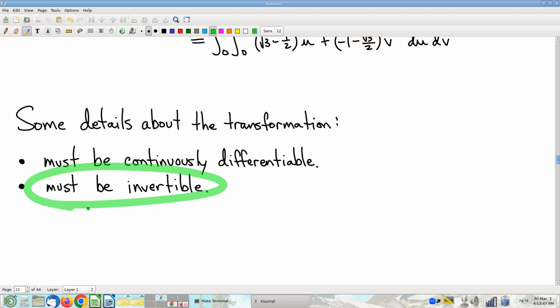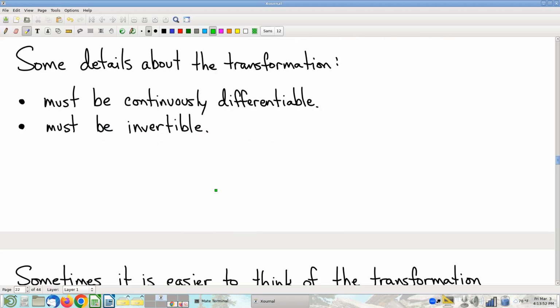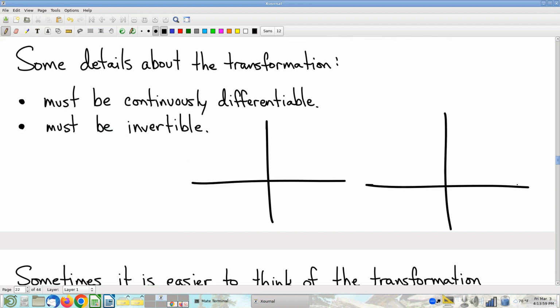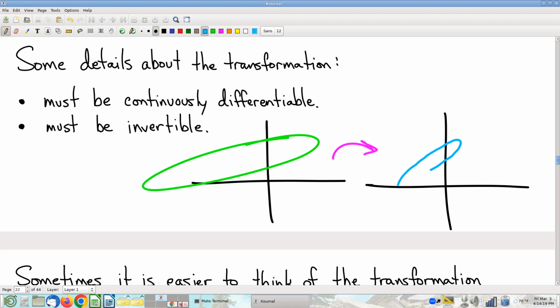If your change of variables function is not invertible, then the following kind of weirdness can happen, just so you'll know what to be on the lookout for. You could have a non-invertible change of variables function that takes some input domain like this and turns it into an output domain, which is always a little bit of a challenge for me to draw. I'm going to do my best here. Something kind of like that.